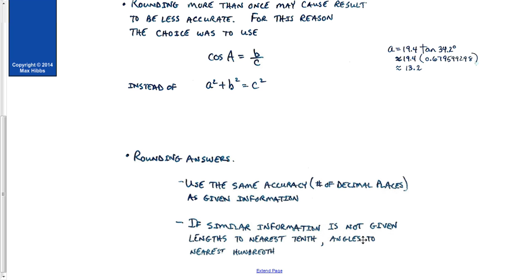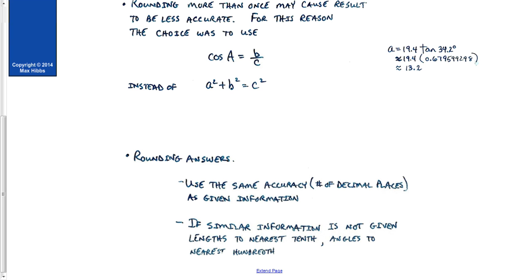If you don't have given information that's a length, then just assume to calculate it to the nearest tenth. If you're not given any angles, but you're calculating an angle, then make sure you calculate the angle to the nearest hundredth. But usually you take your hint from the information that's already given, and not have something any more accurate than the given information.